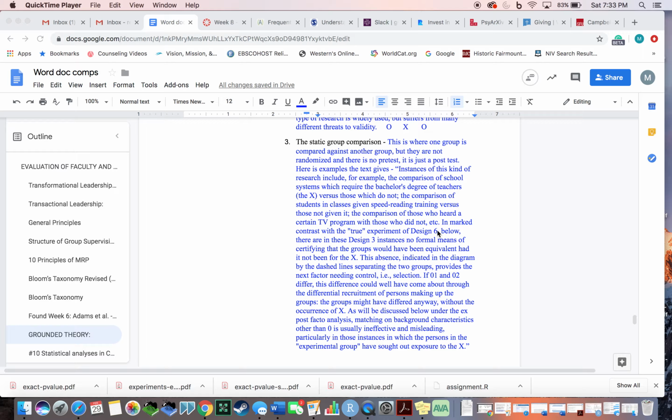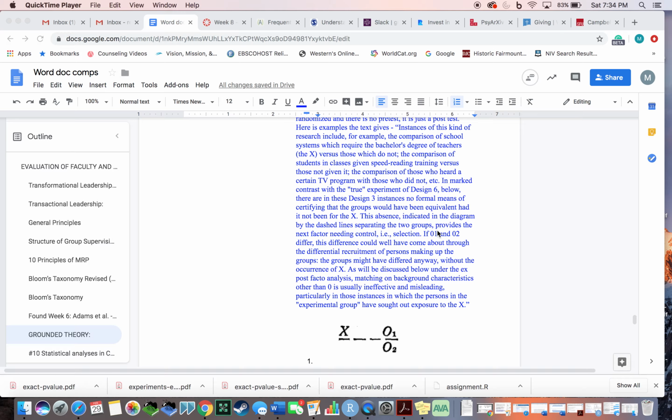The next one is the static group comparison. So this is where you have one group that will receive a treatment compared to another group that won't receive a treatment, and people are not randomized into those two groups. Okay, it's still a pre-experimental design within this framework. The notation, because there's no pre-test in this, it's only a post-test or observation at the end.